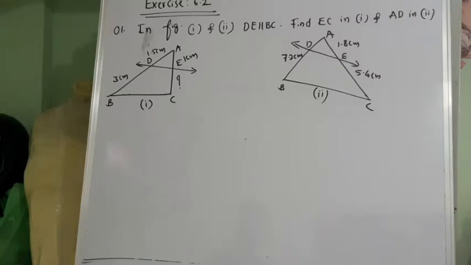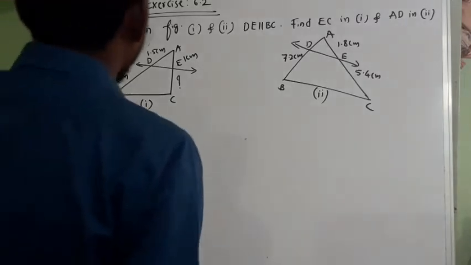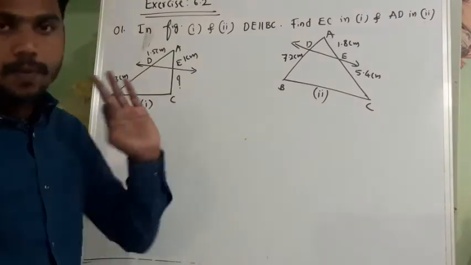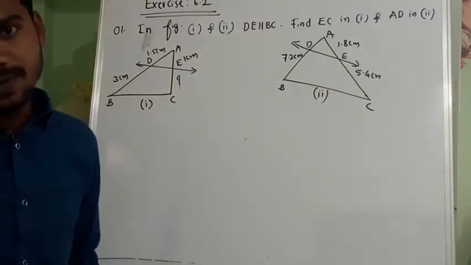Students, we will start with exercise 6.2. In this, we are going to solve problems based on the basic proportionality theorem and the converse of the basic proportionality theorem.